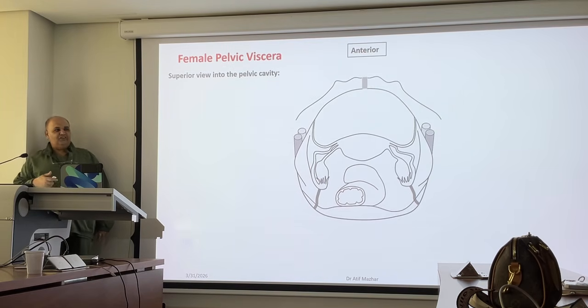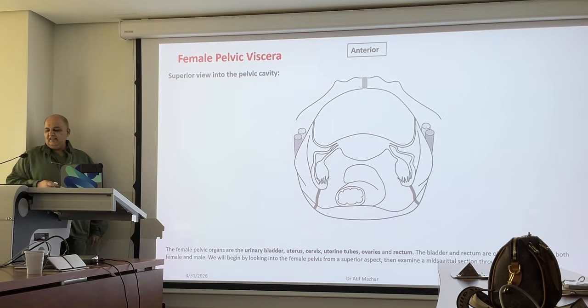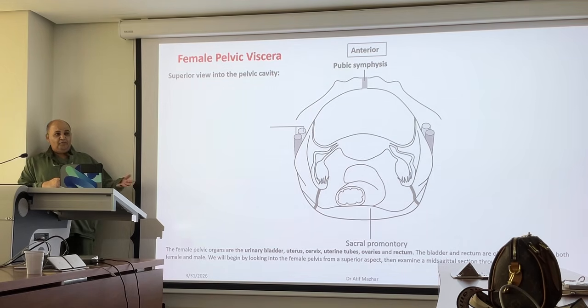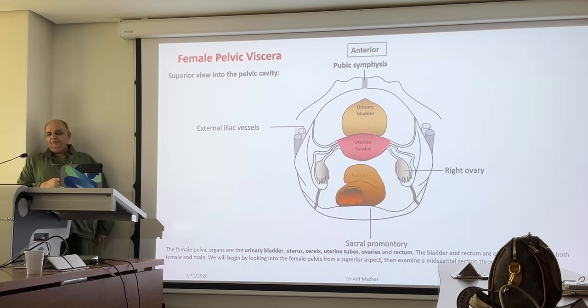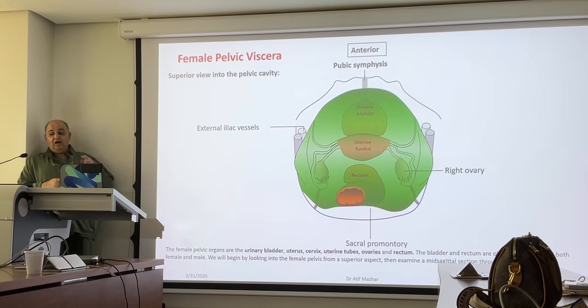Now let's come to the sketches. Same thing, let's label it fast. Anteriorly we have symphysis pubis, sacrum promontory, you remember we learned in the labs. External iliac vessels, urinary bladder, fundus of the uterus, ovaries, rectum, everything is covered. How are we looking at it? If I'm sitting in the abdomen and I'm looking down in the pelvis, this is my view. I'm looking superiorly. And what is this green thing?